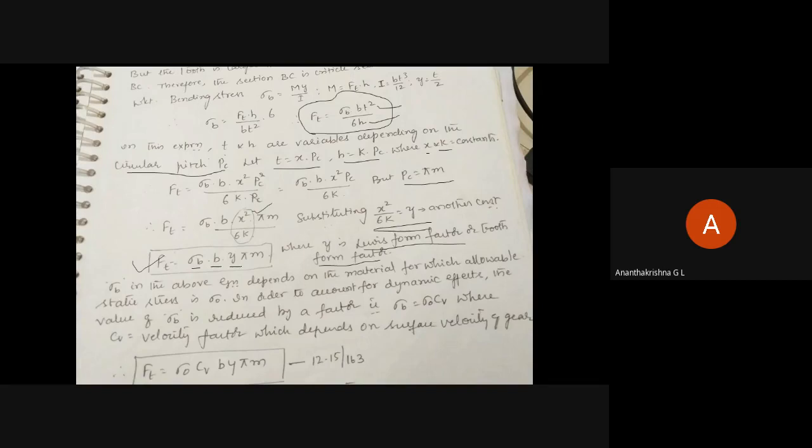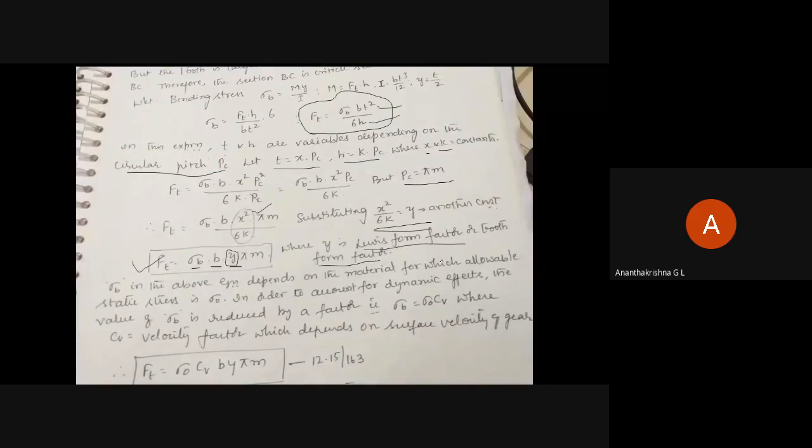Please remember this y in the Lewis equation is the Lewis form factor. It is not deflection and it is not the distance of the farthest layer from the neutral axis. In the Lewis equation, this y stands for the Lewis form factor. All of you please remember. Don't get confused with y in springs, y in the bending stress equation, and y in the Lewis equation. They are all different. So sigma b into b into Lewis form factor.